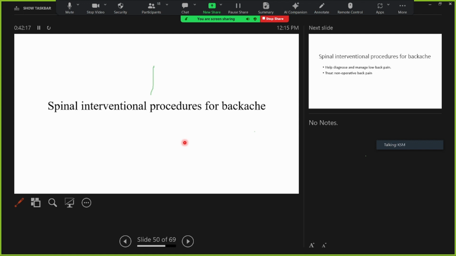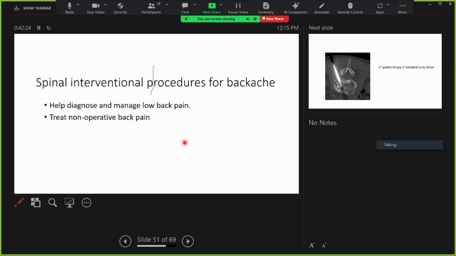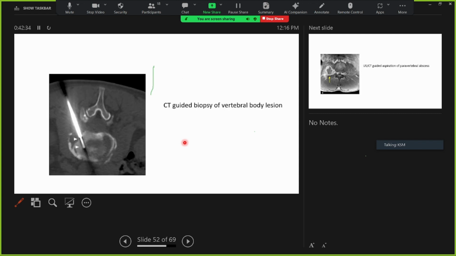The next part is spinal intervention procedures for backache. We do spinal interventions to diagnose as well as manage lower backache, and sometimes to treat non-operative back pain. So this is for diagnosis. When there is a vertebral body lesion or paravertebral mass, we can do a CT or ultrasound guided biopsy and come to a diagnosis, and that will help to manage the patient.